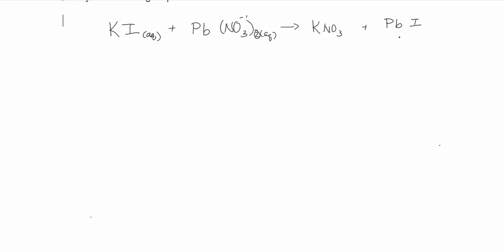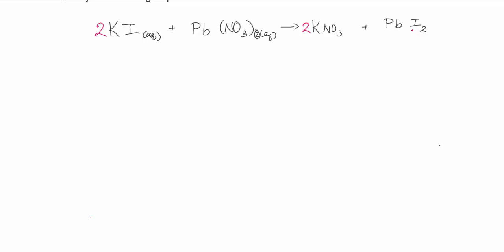So before I go up to my solubility rules, let's balance this equation real quick. I have 2 nitrates on the reactant side, so I'm going to put a 2 in front of the compound on my product side that has nitrate. So now I have 2 potassiums on the product side, I need 2 potassiums on the reactant side, and that happens to balance my iodines as well. So this is a balanced equation.